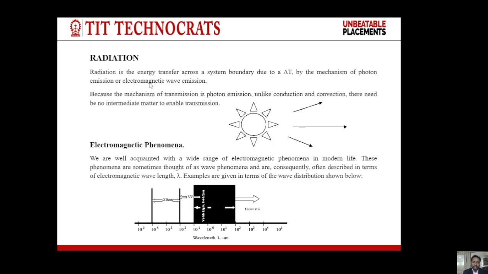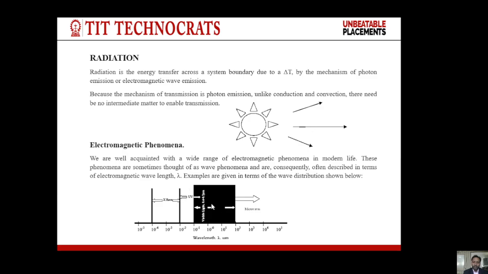So first we will understand what radiation is. Radiation is the energy transfer across a system boundary due to a temperature difference delta T, by the mechanism of photon emission or electromagnetic wave emission. We know that any surface at a given temperature will always emit some amount of radiation, and due to this radiation, heat transfer takes place. So we will understand what electromagnetic phenomena are responsible for radiation heat transfer.